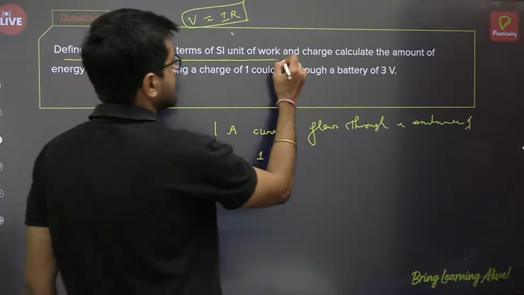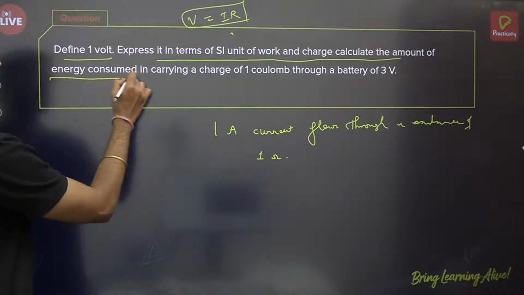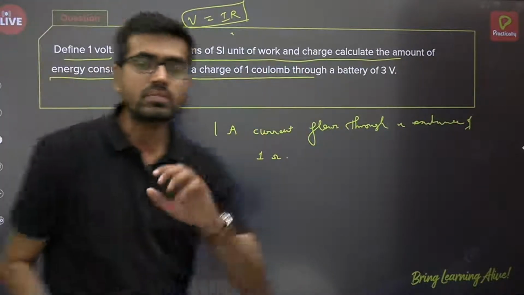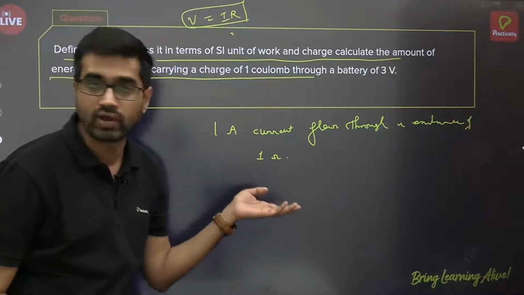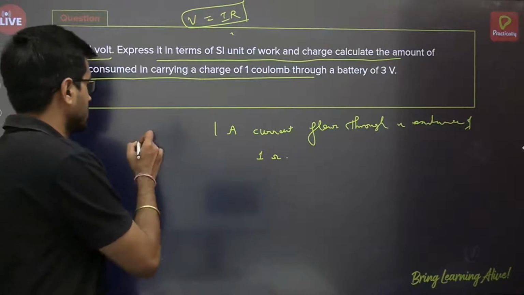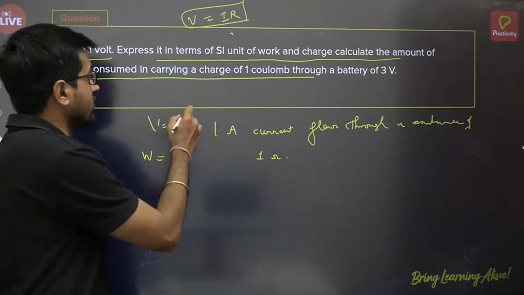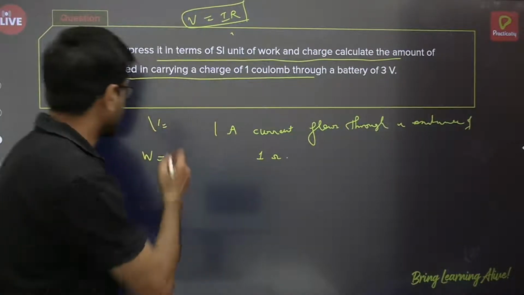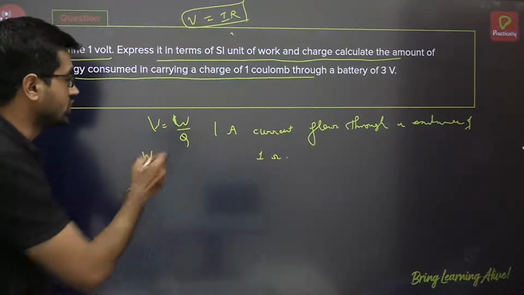Express in terms of SI unit of work and charge, and calculate the amount of energy consumed in carrying a charge of 1 coulomb. See, there can be two definitions. The first definition was based on 1 ampere current and 1 ohm. But let's say you want to term it in terms of this. Voltage is nothing but work done per unit charge, right? Or W is equal to QV, right?